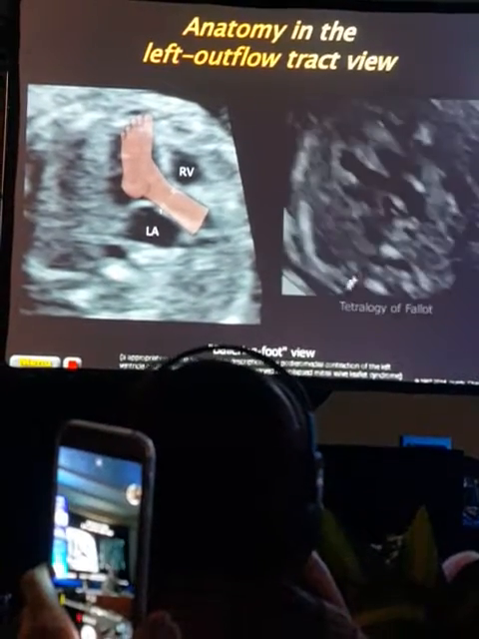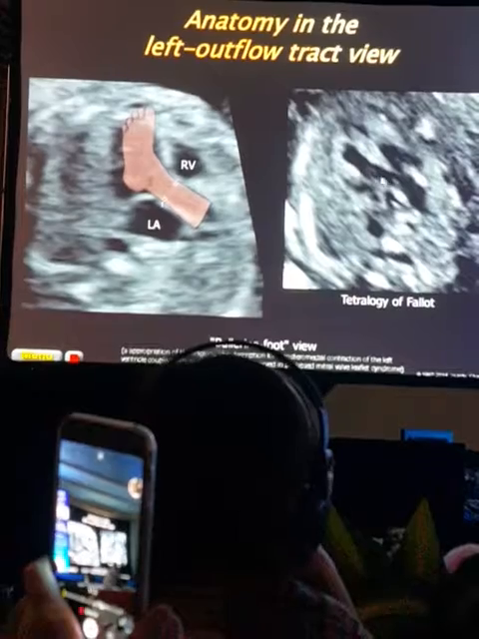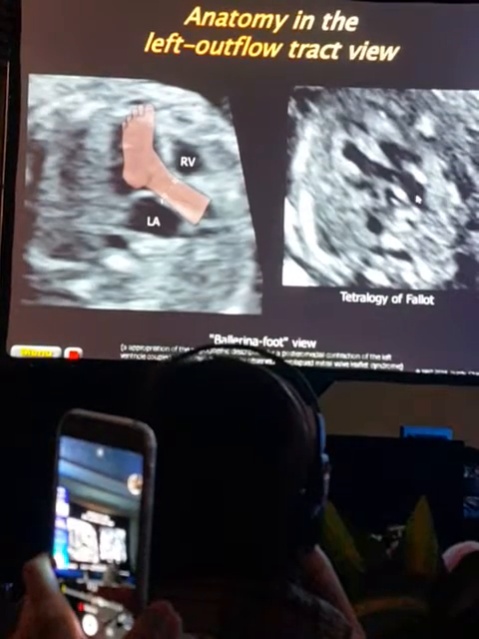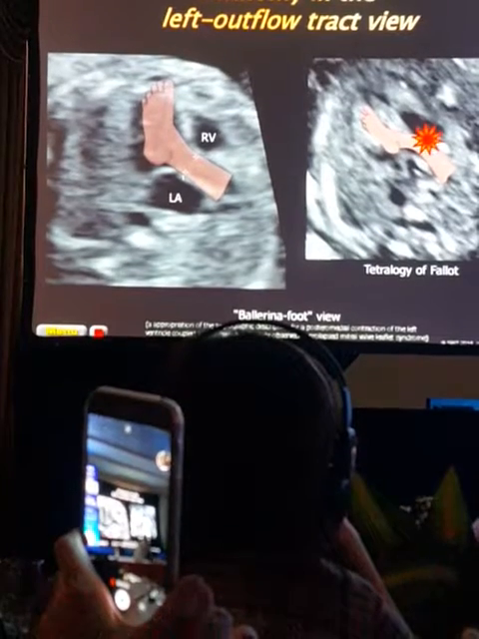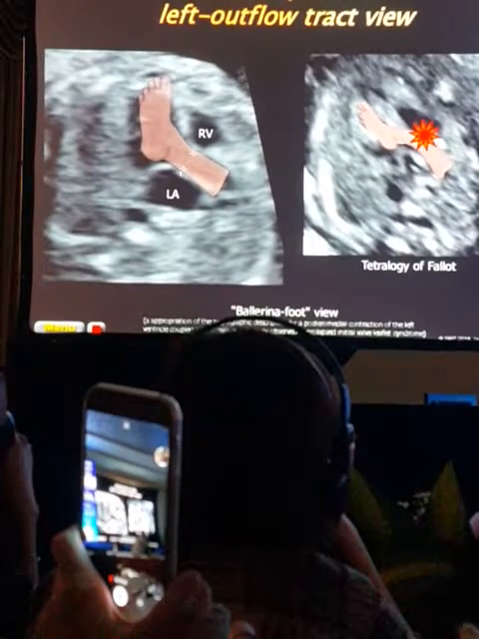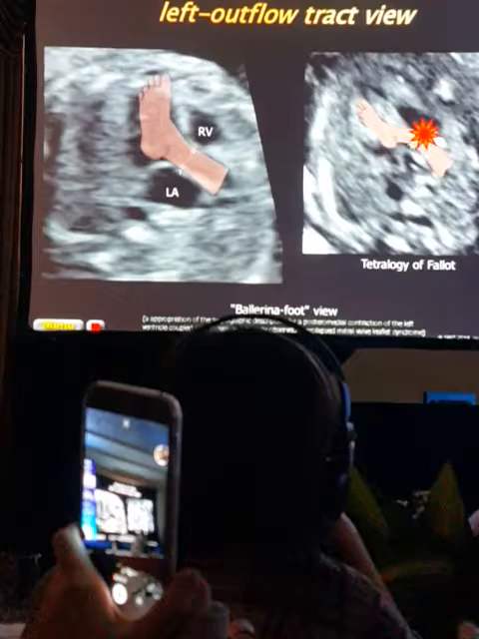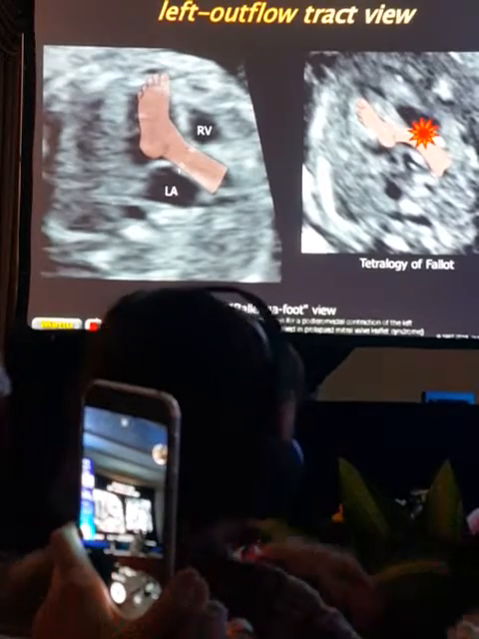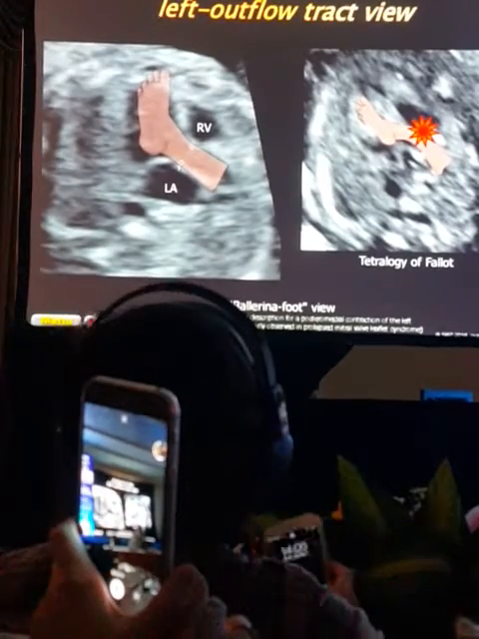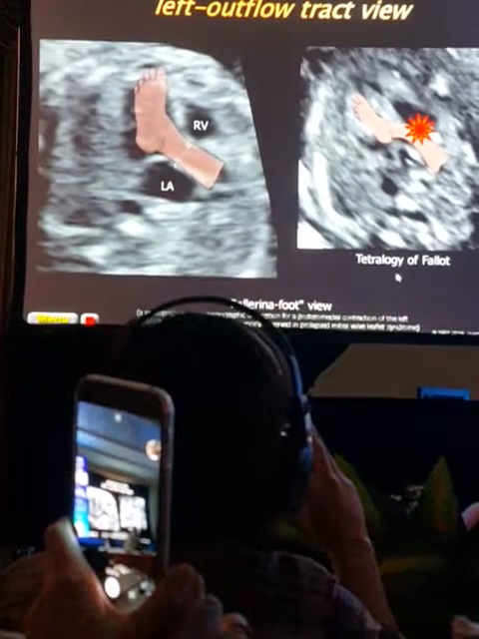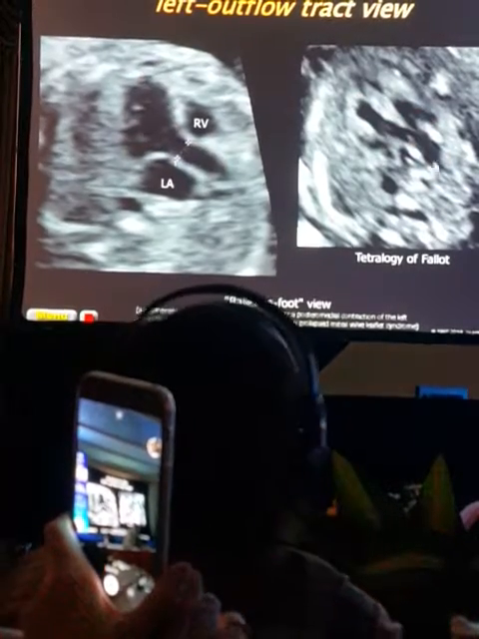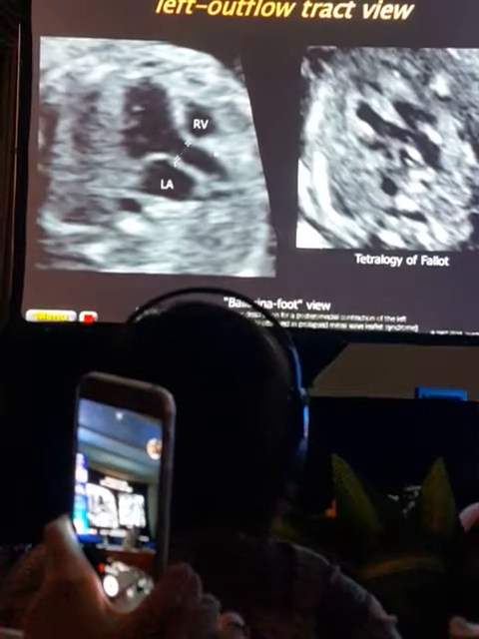Compare this view here with this view here. You see the foot over here, you see the leg over here, and you see that the leg here has an odd angle. There's a break here. The leg here is not facing the foot. The leg here is facing the interventricular septum. In that position, it is an overriding aorta. So here, you have the tetralogy of Fallot or any other overriding condition. So pay attention to the difference between one and the other.